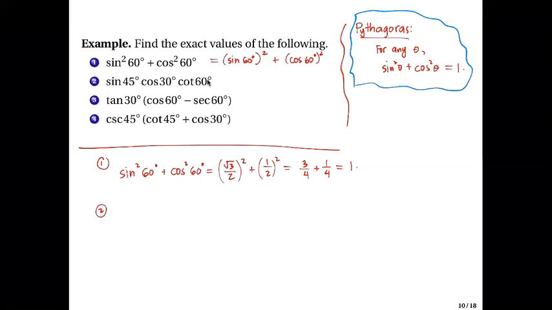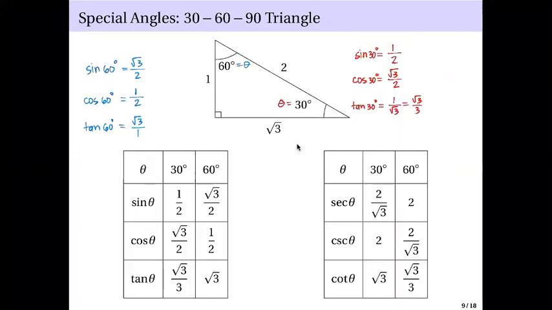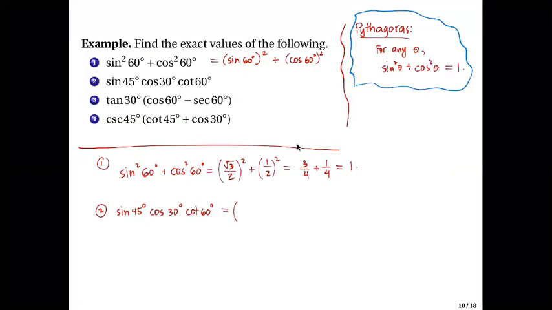Let's look at number 2. You have here sine 45 degrees, cosine 30 degrees, cotangent 60 degrees. So you are just multiplying these numbers. Sine 45 degrees. Let's look at our table here. This is the 45 degrees. Sine of that 45 degrees is square root of 2 over 2. So you have here square root of 2 over 2.